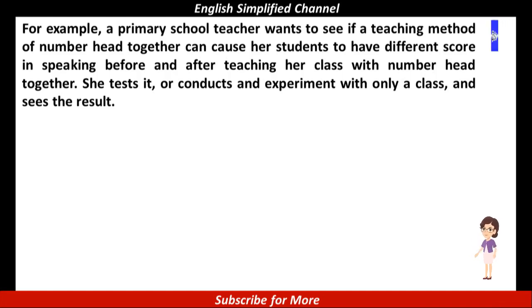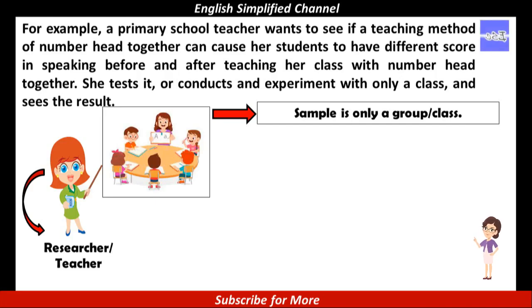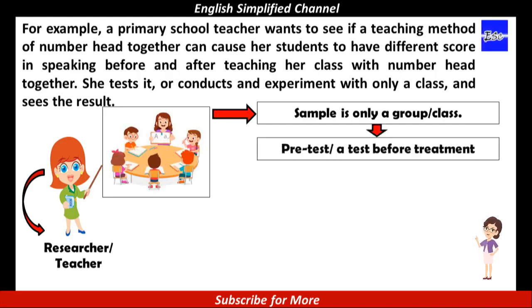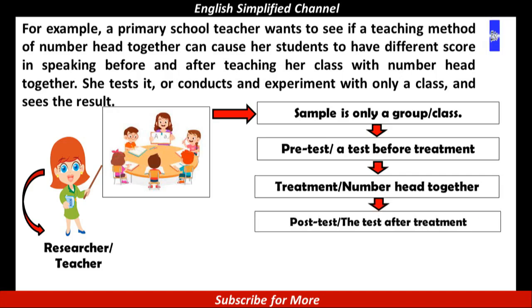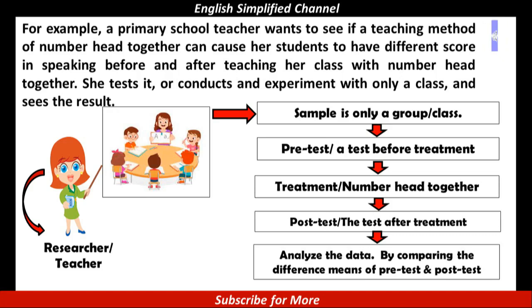In conducting and finding the answer, here are the procedures. First, the researcher chooses one class as the sample without randomization, then the class is given a pre-test, that is a test before giving the treatment. After that, the researcher gives treatment or teaches the sample with the number head together teaching method. Having given the treatment, again, the sample is tested, namely post-test. And in order to find the result, the researcher analyzes the data and makes a conclusion.